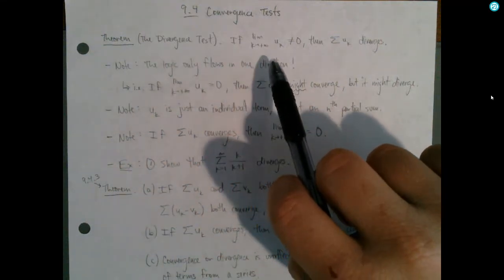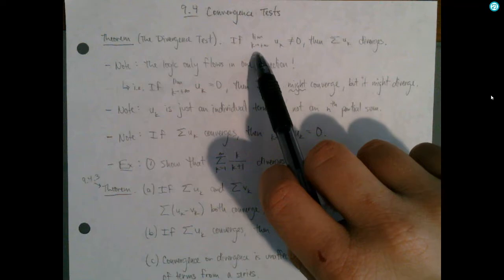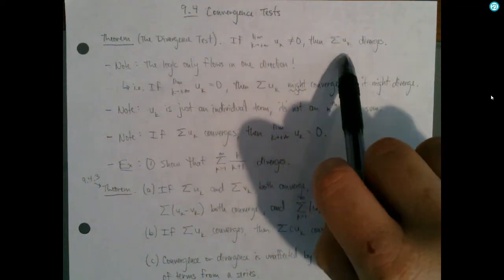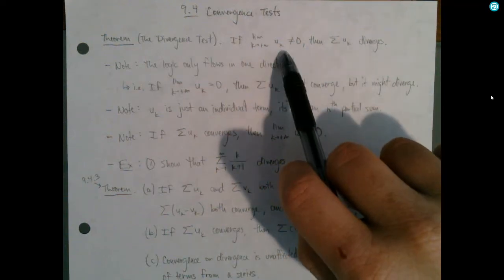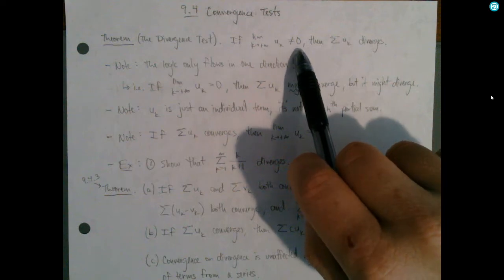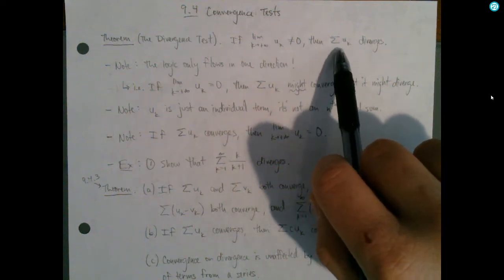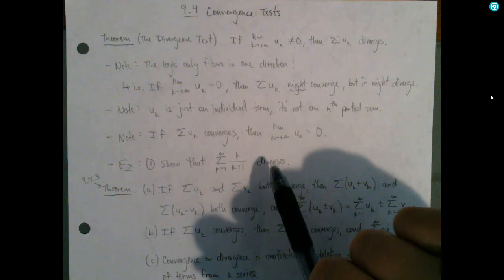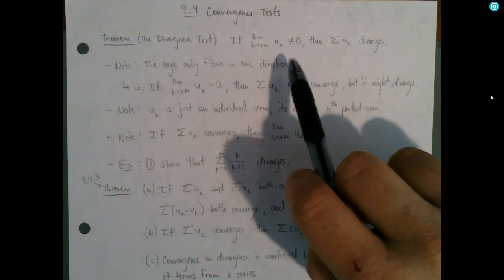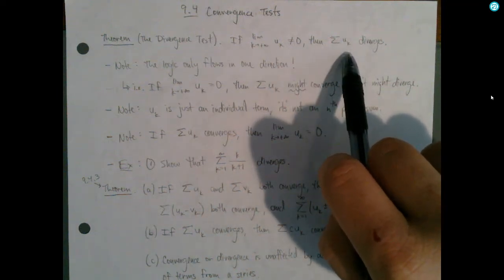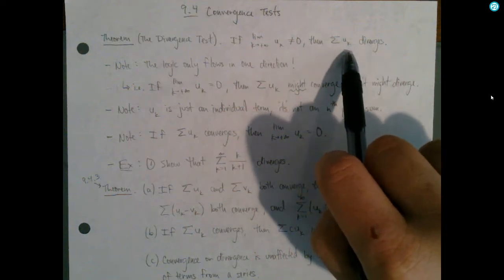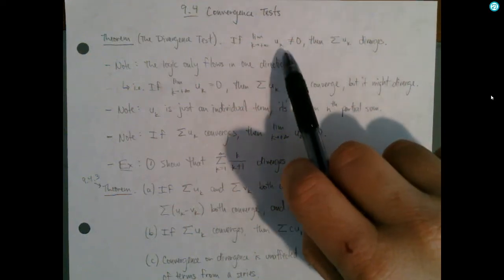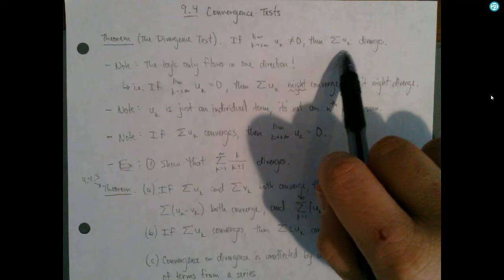It says if you take the limit as k goes to infinity of the terms of a sequence and you get something other than 0, then you can be sure that the series diverges. I may have misspoken there a second ago. It's the terms of the series, right? So if you take the limit of these terms and you get something other than 0, then the series diverges.